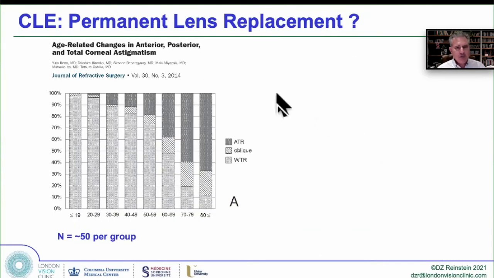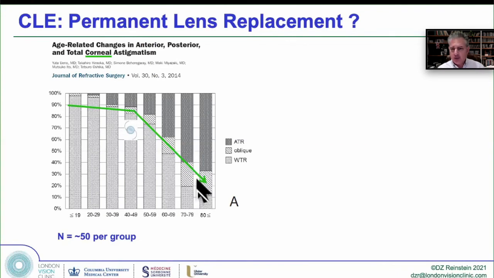The other thing about permanent lens replacement, as it's advertised and talked about to the public, is that it implies that the vision is permanent. And we know from large scale studies, there are no long-term studies on permanent lens replacement. There's very little in the literature on it in the long term. But if we look at corneal astigmatism, we know that it is very stable up until about the age of 40. And if you do a clear lens exchange at that point, you're actually doing it right at the time when corneal astigmatism is starting to change.